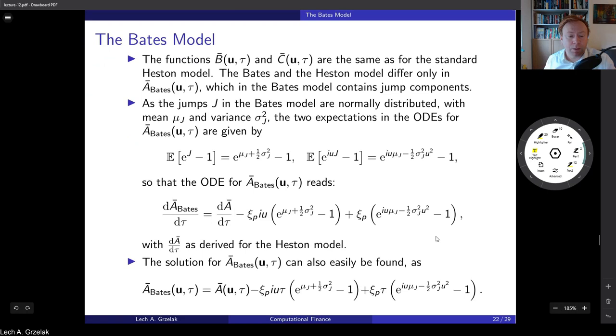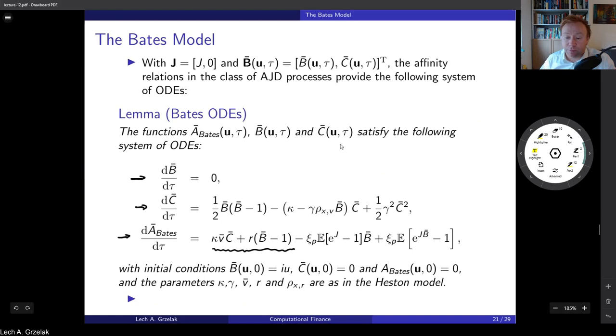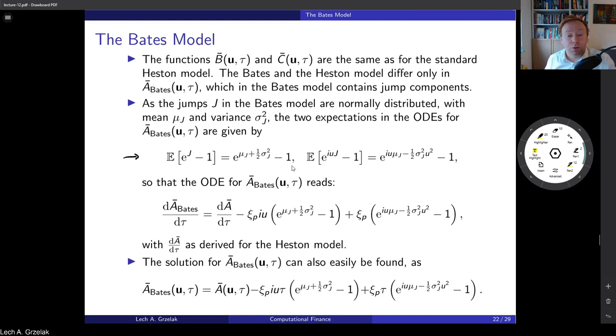And this is what we show here. This is the analytical expression for the expectation, given that our jump J is normally distributed, so we have a log-normal distribution. This is the first moment, and we have an iuJ. This is also a term that we need to have in this expression, because here B is iu. So we have an expectation of e to the J iu. So those are two terms, these two expectations. You see those are just functions of u, and here it is actually constant. So this is a constant, this is a function of u. And then the ODE for A of the Bates model, we can express in terms of the ODE for the Heston model with these two functions of u.